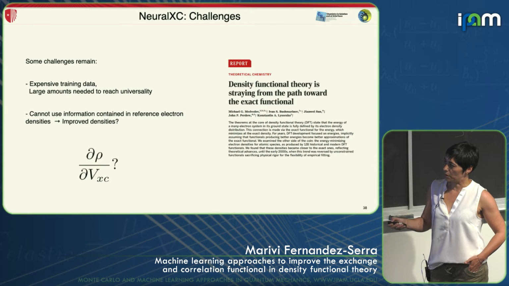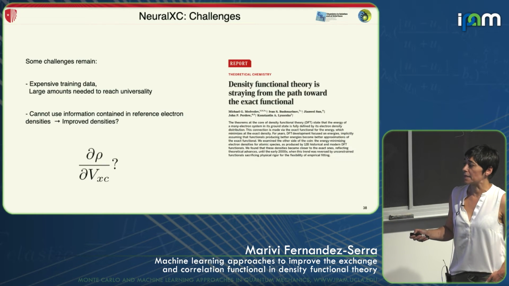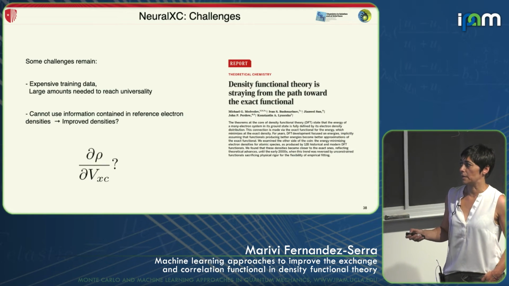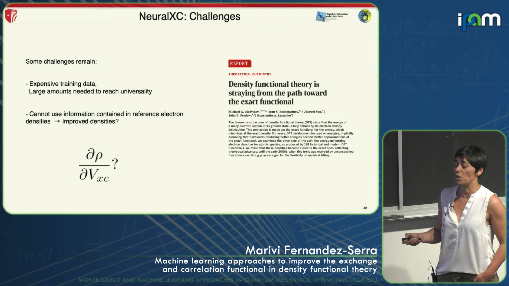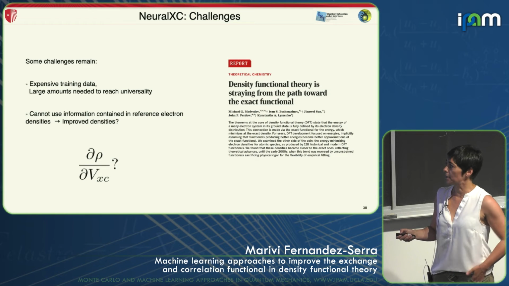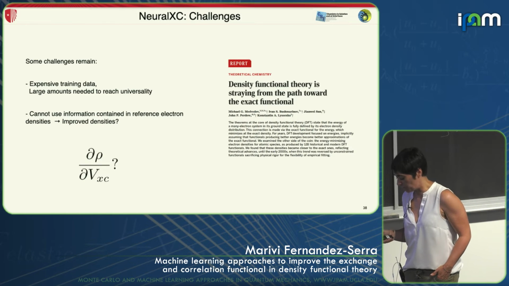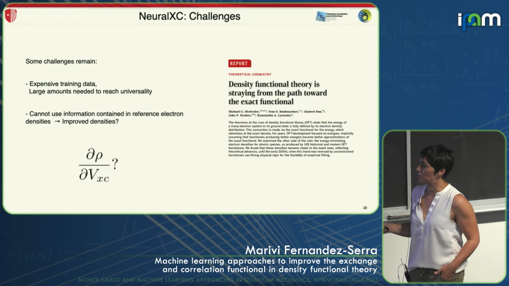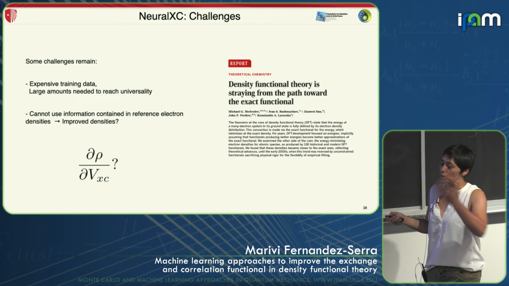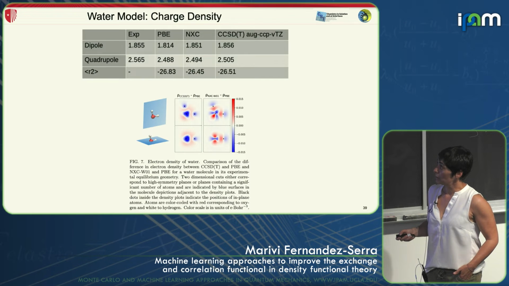But I think the most important challenge and deficiency is that we are not using any information contained in the reference electron densities, so we know nothing about what this functional is actually doing to the densities. Is it taking them closer to the exact density or farther away? It has been pointed out to be a deficiency of empirically generated functionals: they might be bringing us closer to the exact energy, but really not to the density.